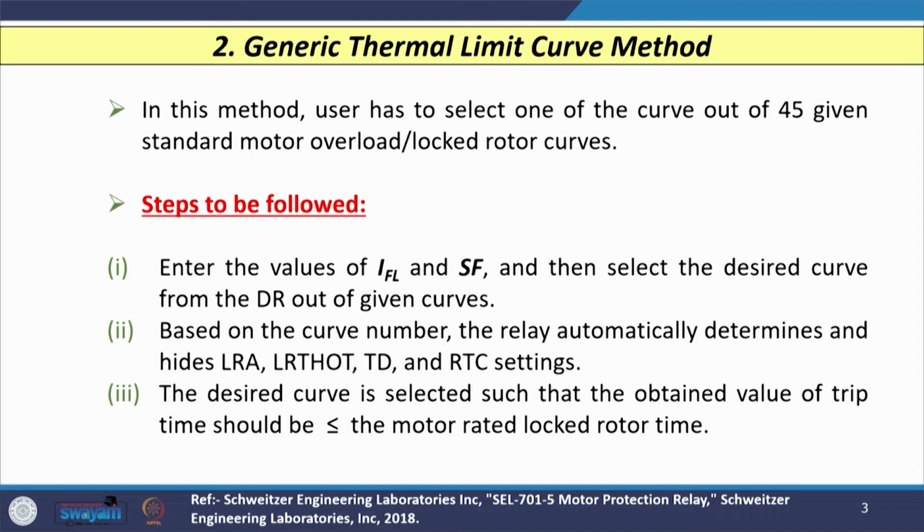What are the steps to be followed when we use the generic thermal limit curve method? The first step is that we have to enter the values of the full load current of the motor and the value of SF, that is the service factor, and then select the desired curve from the curves given by the manufacturer. Based on the curve number selected, the relay automatically calculates and hides the values of LRA, LR hot, TD and RTC settings.